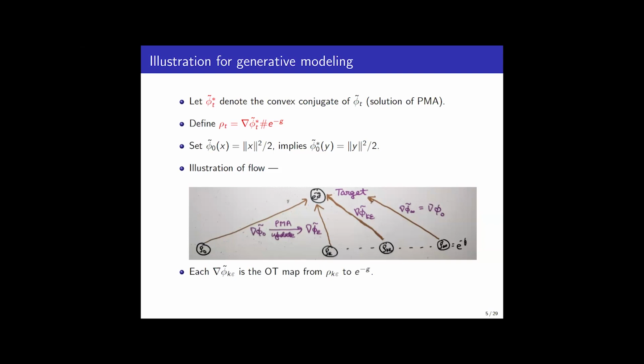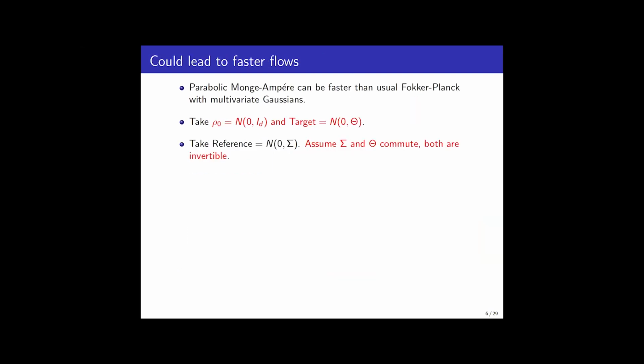Yeah, so I think I already mentioned this. And also there are examples that you can construct for which the parabolic Monge-Ampère equation, if you were to study how it converges to its equilibrium, it's actually faster than what the Fokker-Planck will work, right? So here's a very simple example.